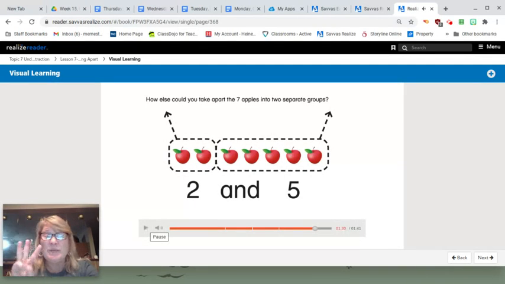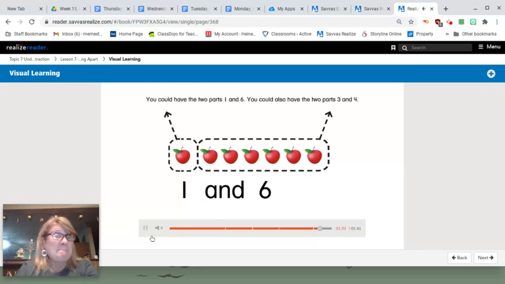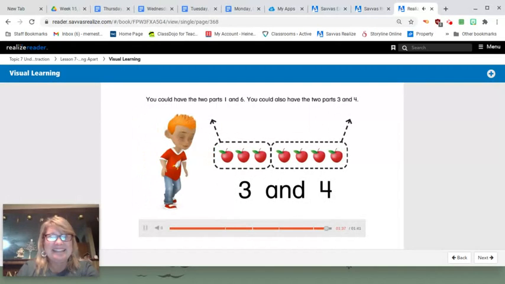We did it in 3 and 4 in our apples, didn't we? You could have the 2 parts 1 and 6. 1 and 6 works. You could also have the 2 parts 3 and 4. That's what we did. Nice work.